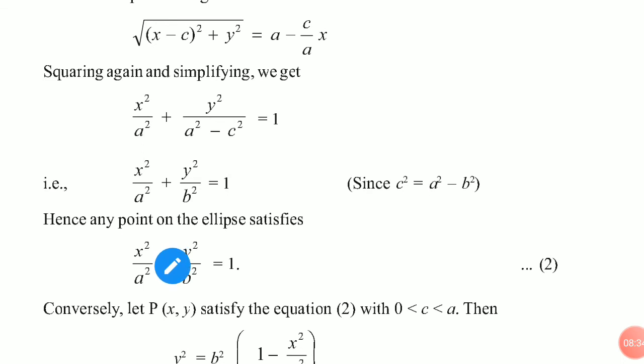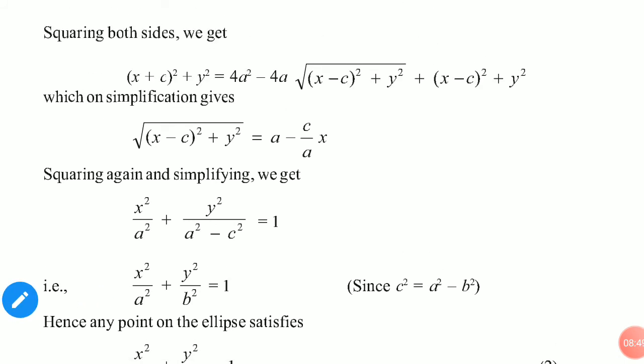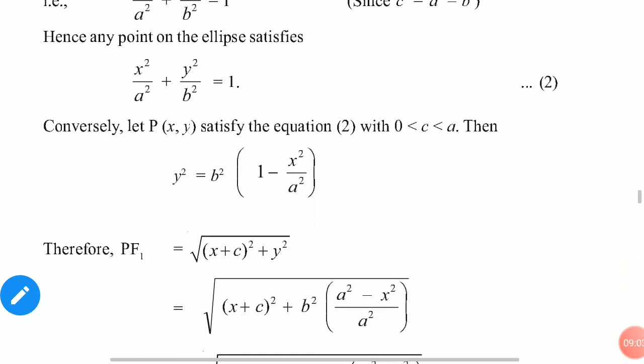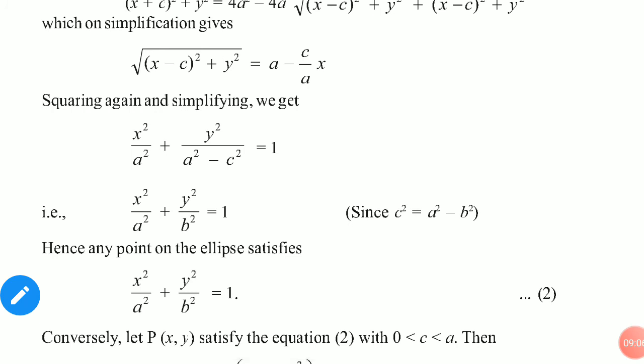Remember this formula: x square upon a square plus y square upon b square equal to 1, where a is the length of the semi-major axis and b is the length of the semi-minor axis. This formula is very important. You can get it easily by solving this equation. You know how to solve everything, and finally you will find the equation of the standard ellipse. You have to remember this formula and this method of how you find the standard equation. I hope you understood it properly.